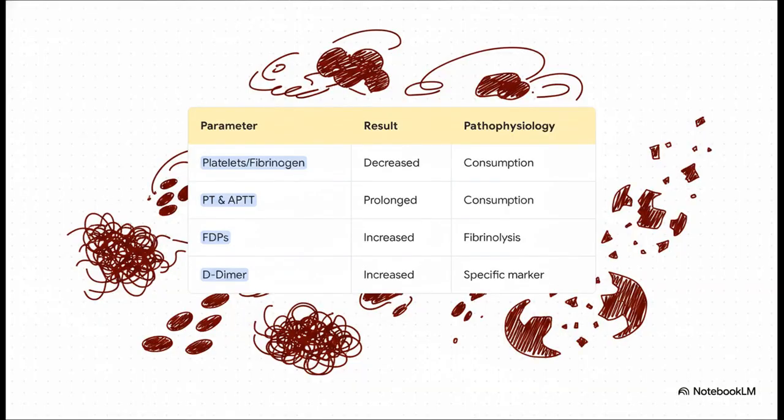The lab results really tell the story of this consumption and the breakdown that follows. Platelets and fibrinogen are low because they're being used up to make all these clots. The PT and APTT are prolonged because all the clotting factors are being consumed too. And then, as the body desperately tries to break down all these clots, you see fibrin degradation products and D-dimer levels just skyrocket, reflecting this massive systemic fibrinolysis.